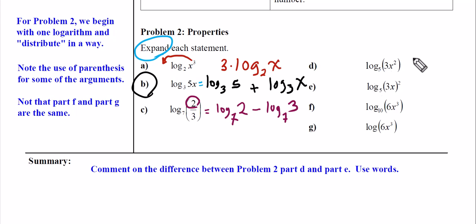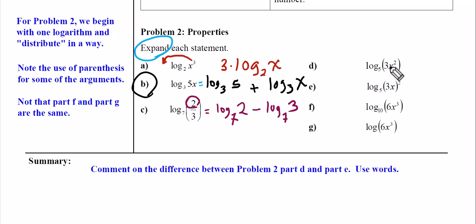Very, very important. Because in E, this exponent 2 is touching the parentheses, so this 2 applies to everything in here. But in part D, the 2 is only touching the x, so it only applies to the x.